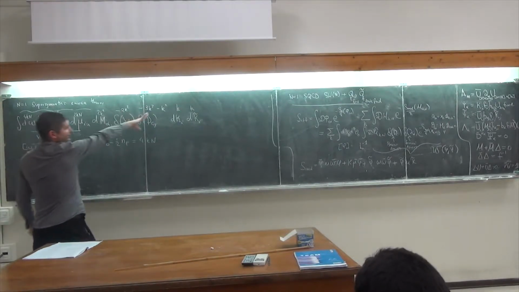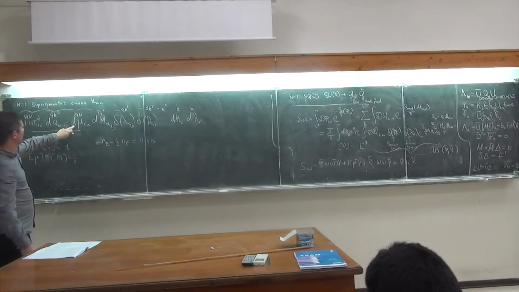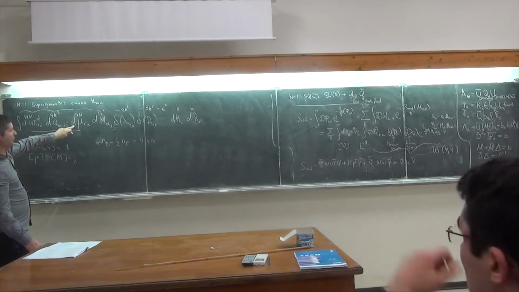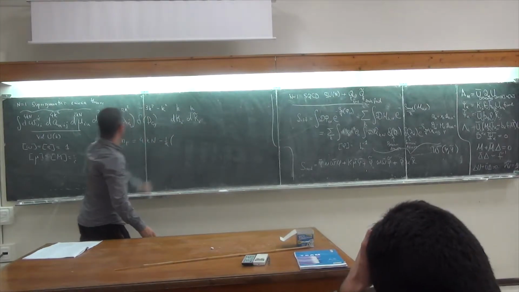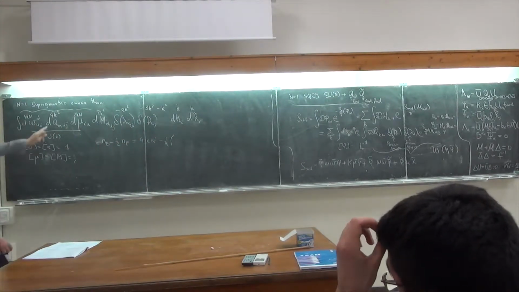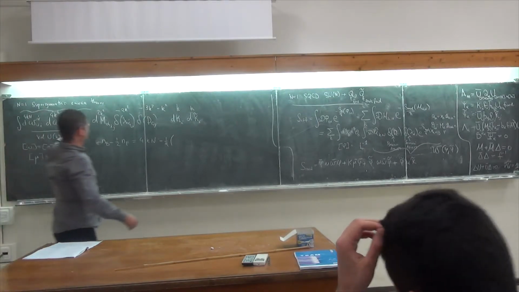This 4K squared cancels with minus 4K squared. Plus, yes, 4Kn, that's all. Minus 1/2. Okay? Here I have 2Kn.